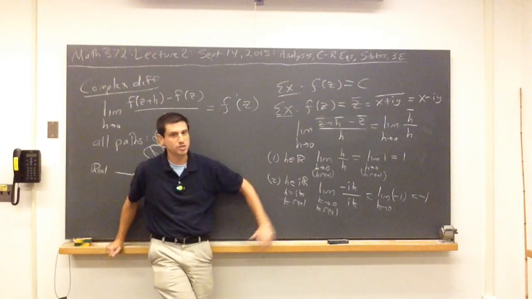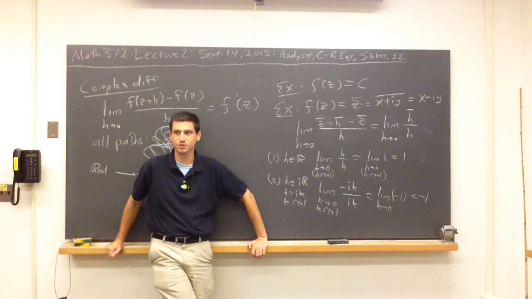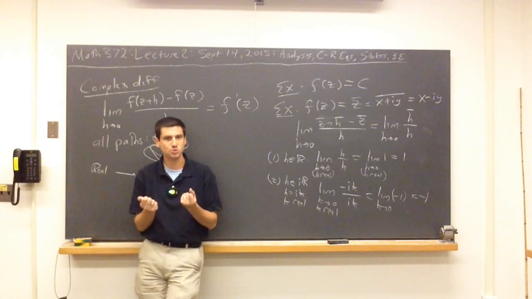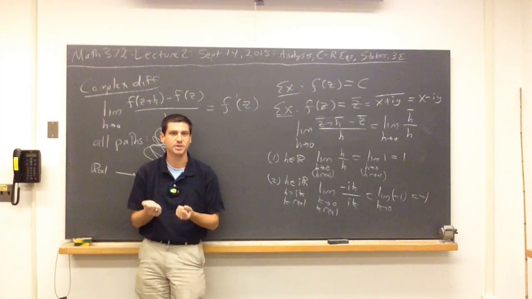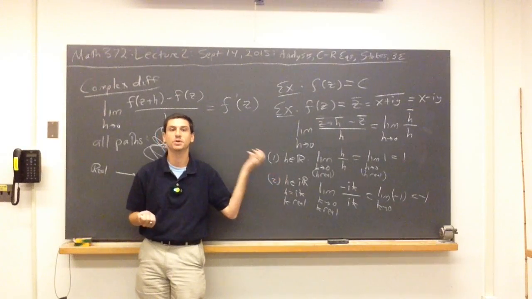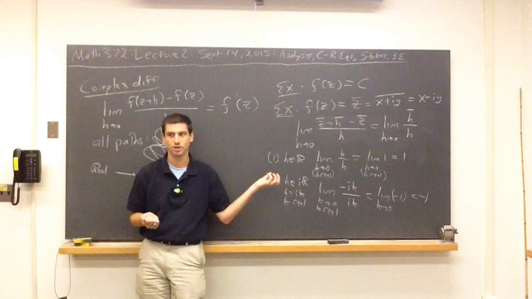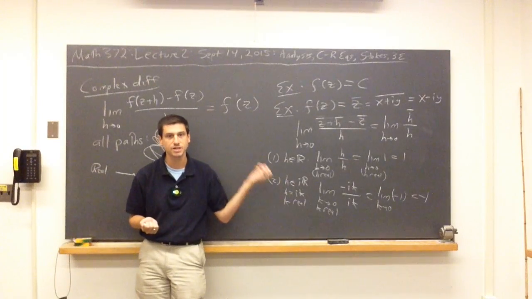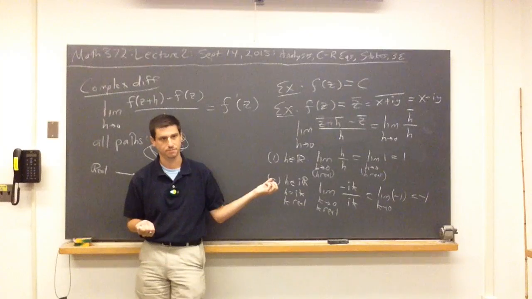Do you think z bar is real differentiable as a function of two variables? You know, the function that takes x, y and gives you back x comma negative y. Yes, this will be real differentiable, but it will not be complex differentiable. Complex differentiable is a very strong condition.